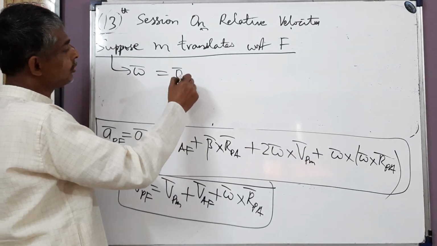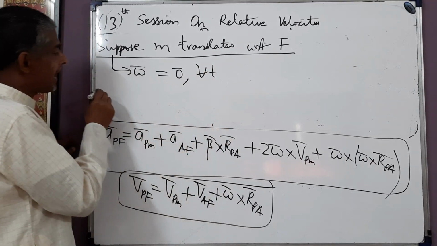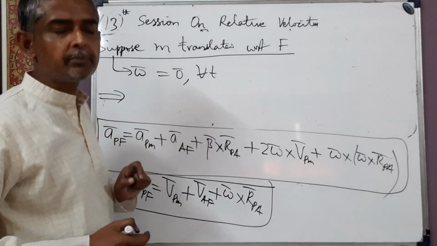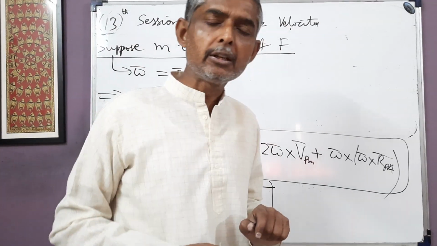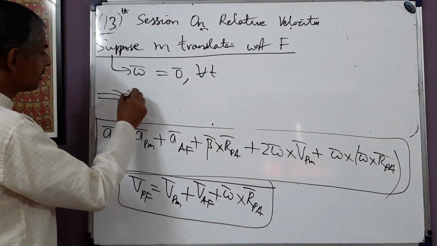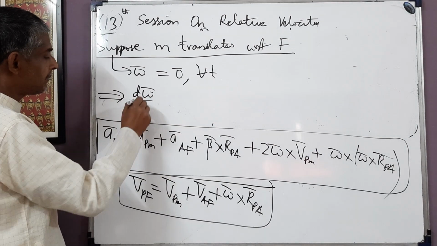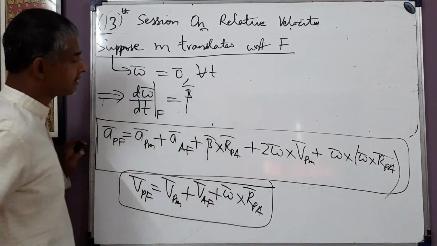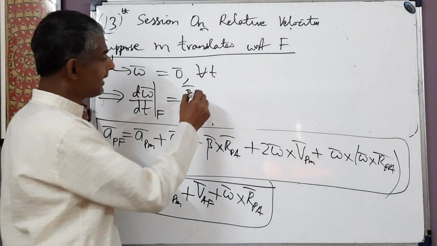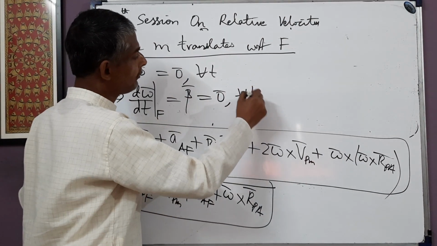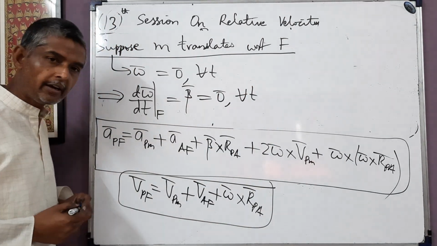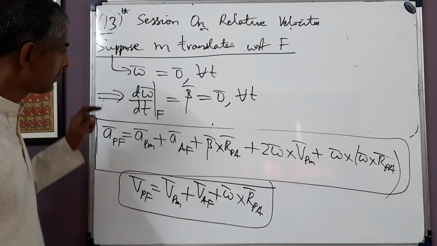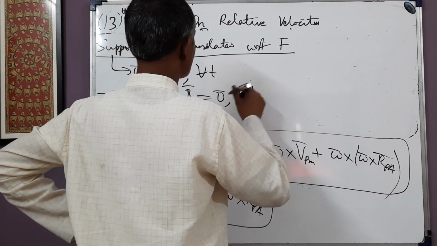So omega is 0 for all times. And if omega is 0 for all times, that means omega is a constant, and the derivative of a constant is 0. So therefore, d omega by dt in frame F, which is nothing but beta, the angular acceleration of M with respect to F, also becomes 0 for all times. Fine. Now see, in this case, one more thing should be noted.